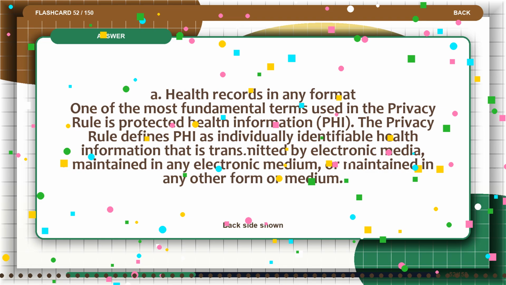The answer is A. Health records in any format. One of the most fundamental terms used in the privacy rule is protected health information (PHI). The privacy rule defines PHI as individually identifiable health information that is transmitted by electronic media, maintained in any electronic medium, or maintained in any other form or medium.